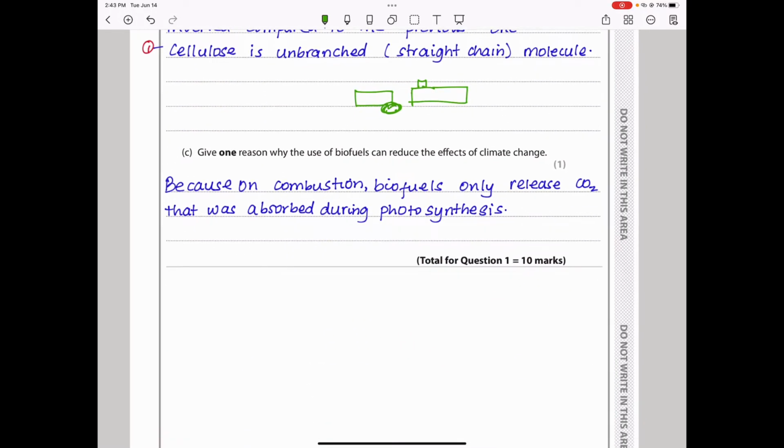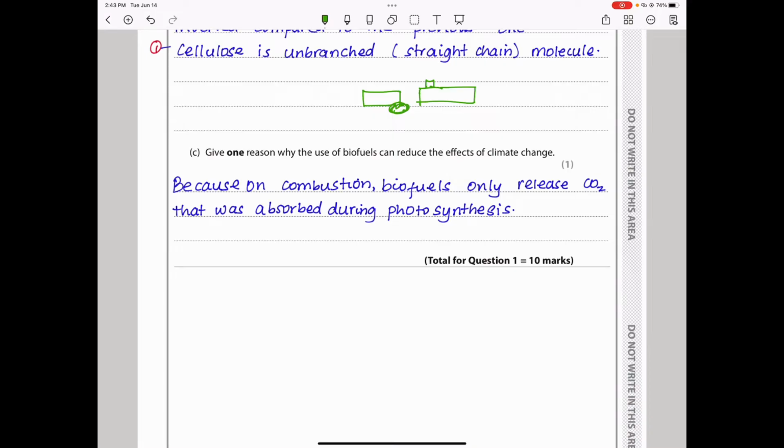The last part says, give one reason why the use of biofuels can reduce the effect of climate change. Now, biofuels usually are going to be generated from plants, of course. So if they're generated from plants, these plants would have taken up carbon dioxide in order to grow, photosynthesize, produce their own food, and increase in size. So all the biomass present in this tree is mainly due to the carbon dioxide this tree took up when it was growing.